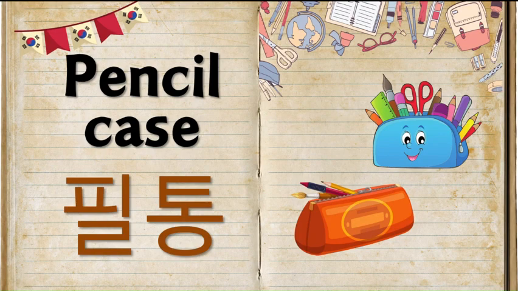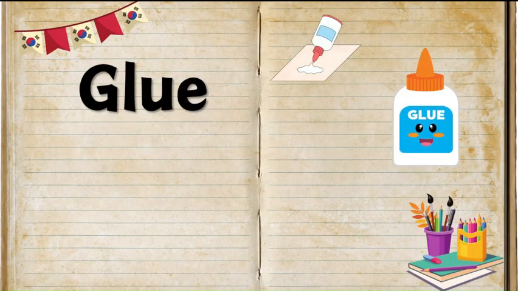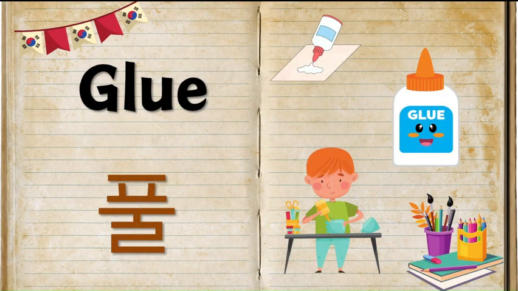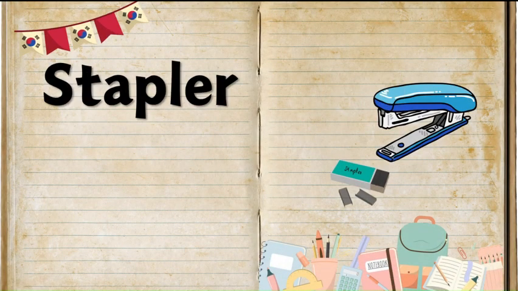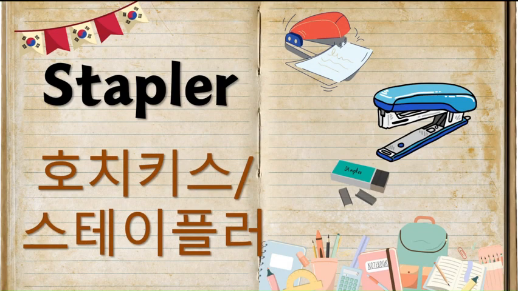Next comes the Korean word for glue, and again this one is very easy. 풀. Now let's see how you're going to say stapler in Korean. Now there are two words for it. One is 호치키스. And the other one is stapler. Now as you can see, the second one is a Korean loan word. Both of these words are used for stapler in Korean.